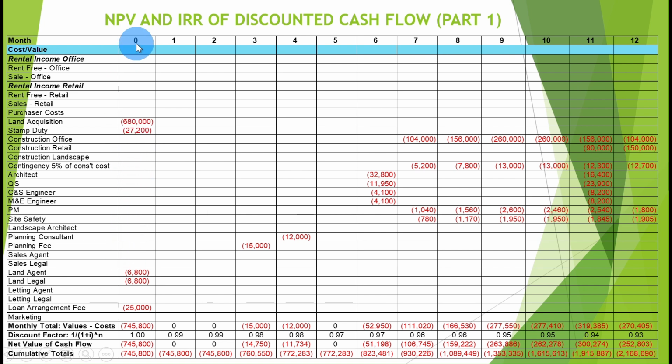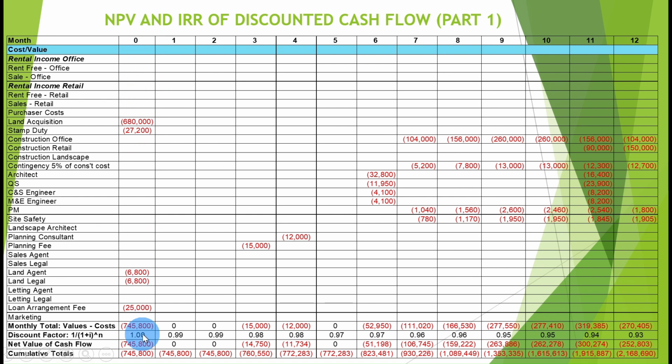If you don't like, you can set the format as a negative amount by changing the format in Excel. And same for the month zero, land agent is 6,800, and the legal is 6,800, loan arrangement fee 25,000, and the monthly total is equal to value. You can plus or minus cost, depending on our format. If cost, we put the minus in front as a prefix. If value, we don't put the minus.